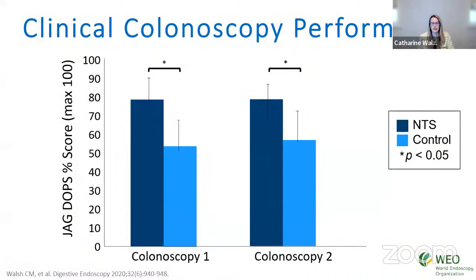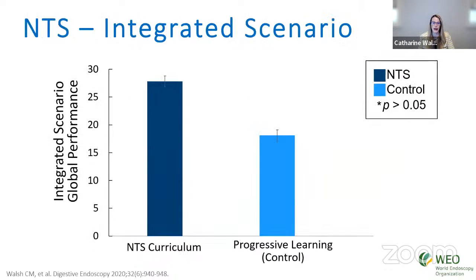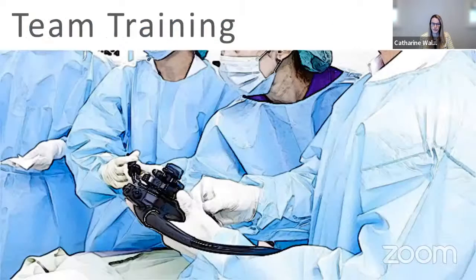And as you can see here, those in the non-technical skills group had superior clinical performance, both on technical and non-technical skills. And again, this is likely because they had learned things at a deeper level. And their non-technical skills performance in the integrated scenarios was also superior to the general progressive learning group.